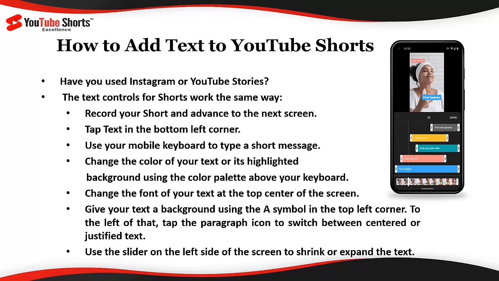Change the color of your text or its highlighted background using the color palette above your keyboard. Change the font of your text at the top center of the screen. Give your text a background using the A symbol in the top left corner. To the left of that, tap the paragraph icon to switch between centered or justified text. Use the slider on the left of the screen to shrink or expand the text.